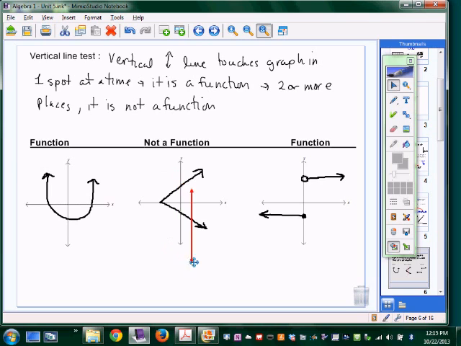Now, this graph is a function, but the only reason it's a function is because this open circle tells me that that point doesn't actually exist. And this closed circle says it does exist. So this is a function. If it looked like this, where I had a closed circle and another closed circle, it's not a function. So if you have an open circle and a closed circle, that's okay. But if you have two closed circles on the same line, it's not. Does that make sense?